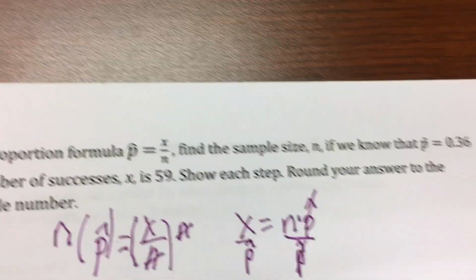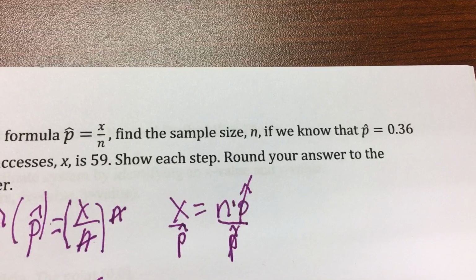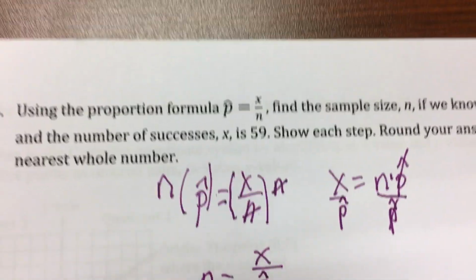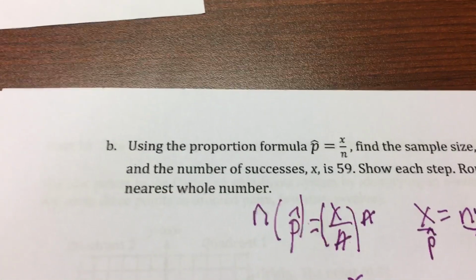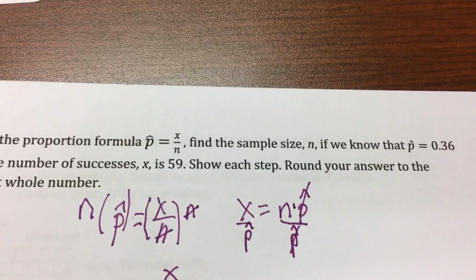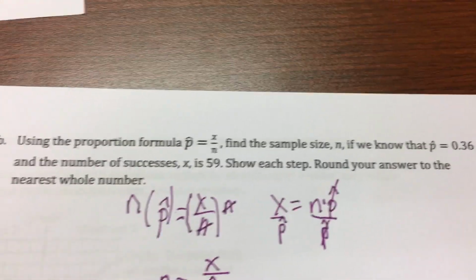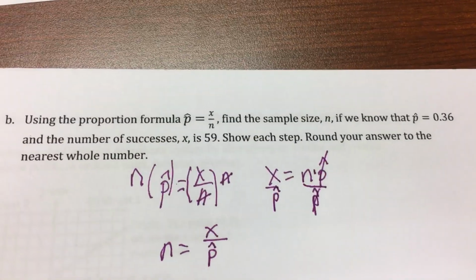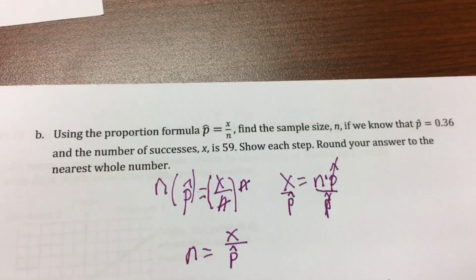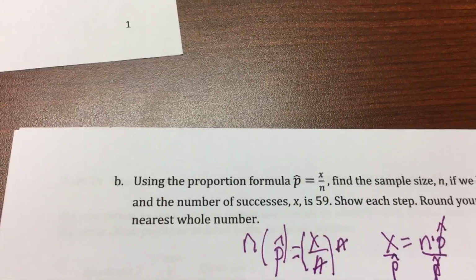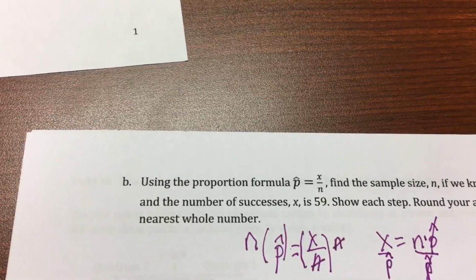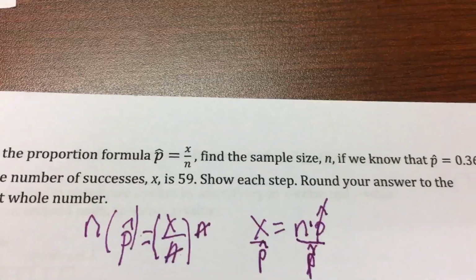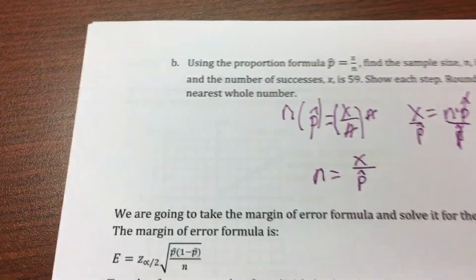Now that we have it in the right form, it says if we know that p hat is 0.36 and the number of successes x is 59, we can now use our equation and plug in and find our sample size, the n. Notice this, always round your answer up to the nearest whole number. Round your answer to, oh, in this particular one, they're just saying round your answer to the nearest whole number. It didn't say up. Usually you do. If you have n as your sample size, usually we round that up to the next largest number. But right now for this one, it just says round your answer to the nearest whole number. So that's what we have.